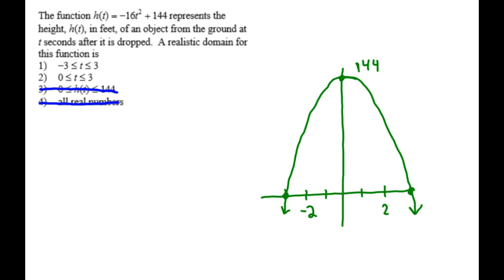T represents time. We can't go back in time, we can't have negative time. So we also have to exclude values less than 0. So we start at a t value of 0. We go until we get to a t value of 3. This represents the path of the object, the time it took for the object to hit the ground. So the best choice is going to be choice 2, 0 to 3 seconds. That is the most realistic domain for this function.